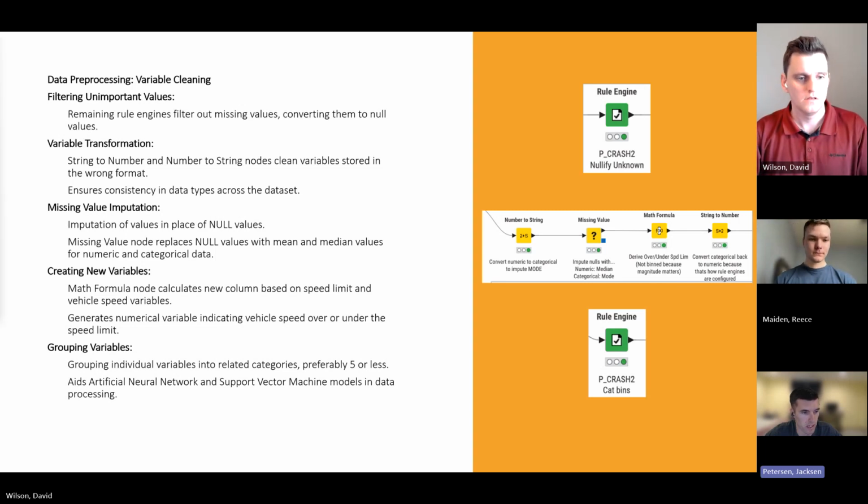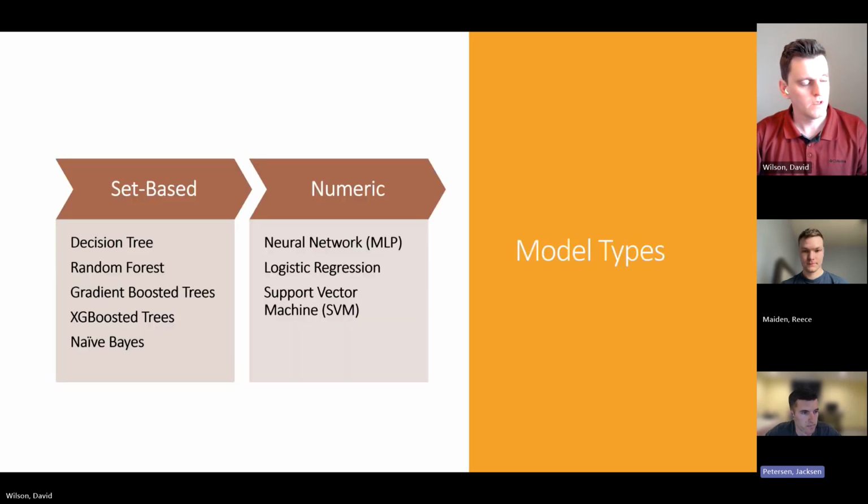Then we put it through a missing value node to replace null values with mean and median values for numeric and categorical data. We also created a new variable to determine if the person was going over the speed limit or under the speed limit. And then finally, we grouped those variables into less than 5 per column to help support the neural network and support vector machines.